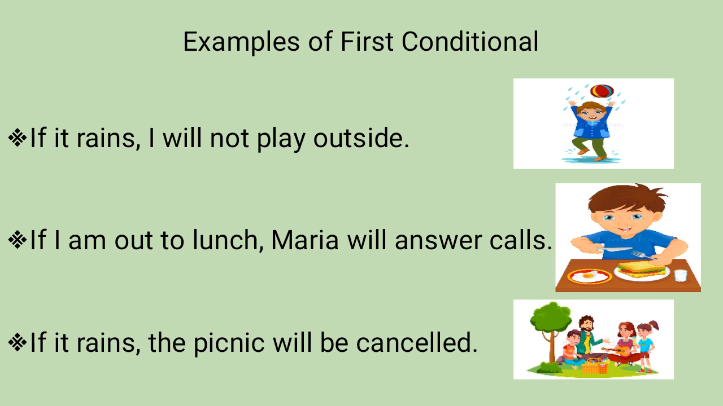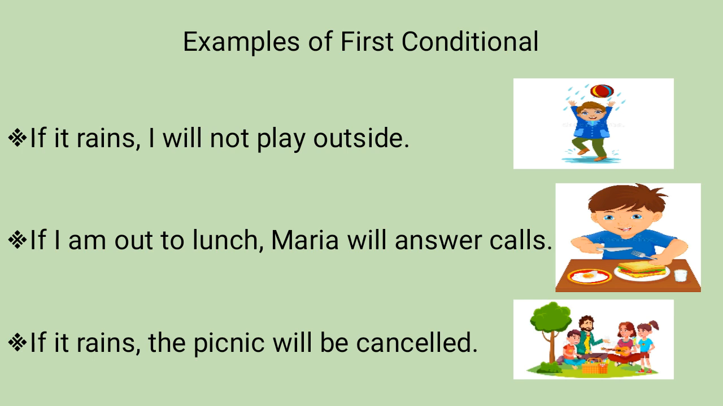If it rains, I will not play outside. It is a general possibility. You can see over here that the first part is the dependent clause and the tense of the dependent clause is present, and the second part is the independent clause, and you can notice that the tense of the independent clause is future. If I am out to lunch, Maria will answer calls.